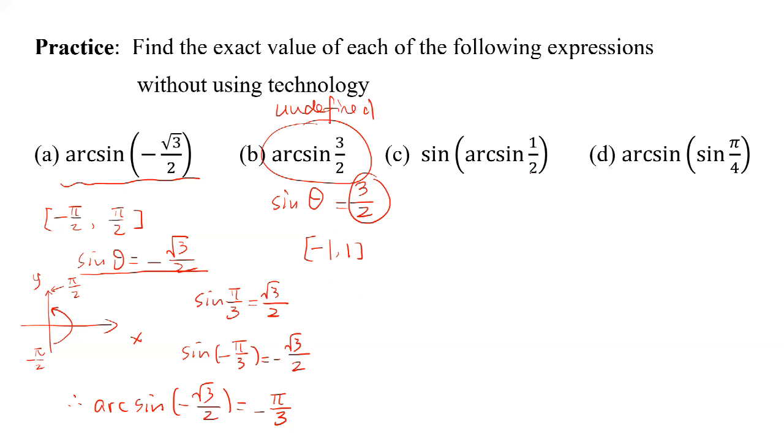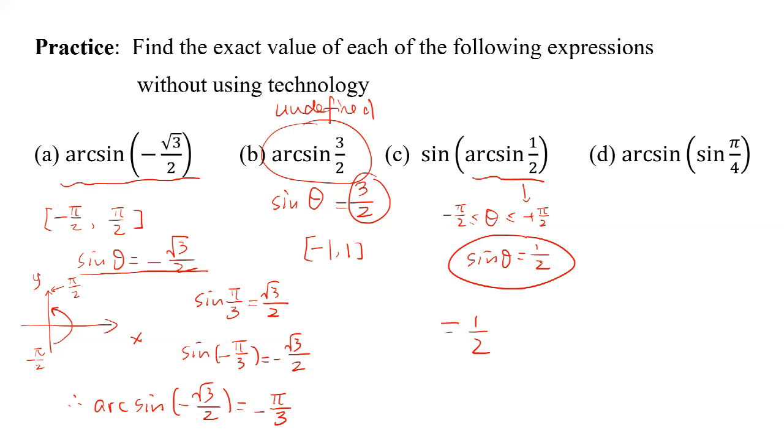Okay, next, sine of arcsine 1 over 2. Arcsine 1 over 2 is an angle, right? Assume we denote it as theta. Arcsine 1 over 2 is an angle theta, and we know that theta is within minus half pi to positive half pi, and the sine value of theta is 1 over 2, right? So sine of arcsine 1 over 2, of course, is 1 over 2, right?